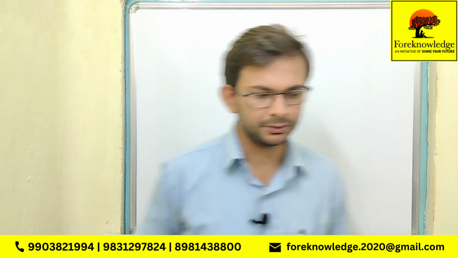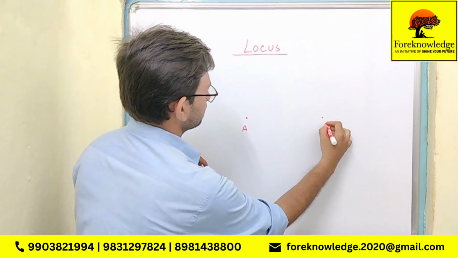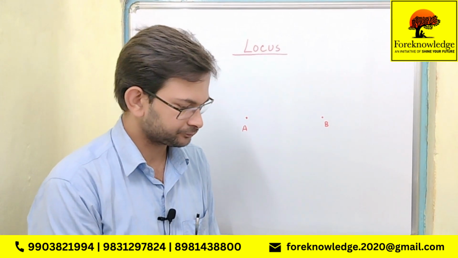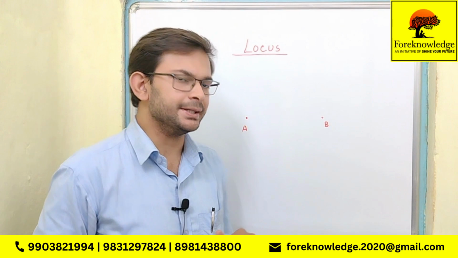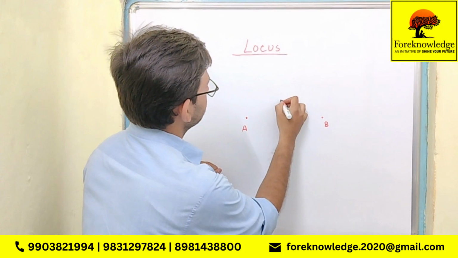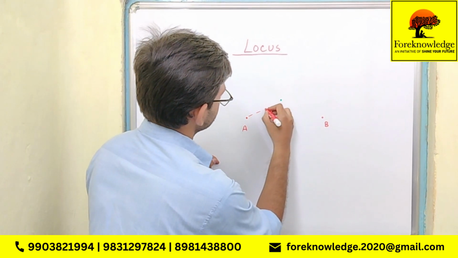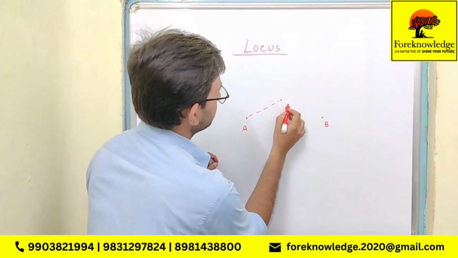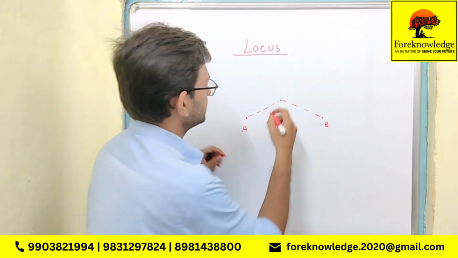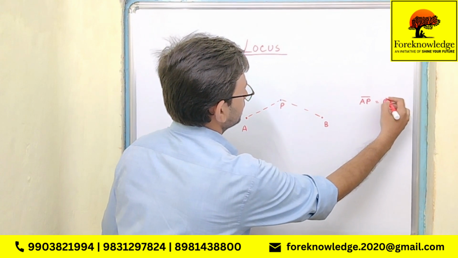Simple. For example, suppose there are two fixed points A and B. Now there is a moving point P, and P is under such a condition that the distance from A and the distance from B are equal. The condition is AP equal to BP.